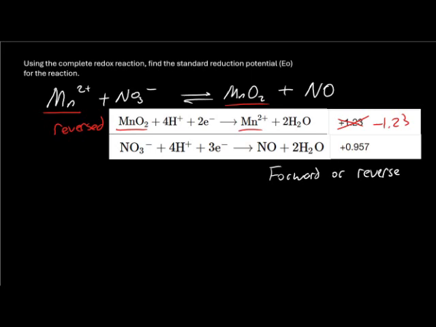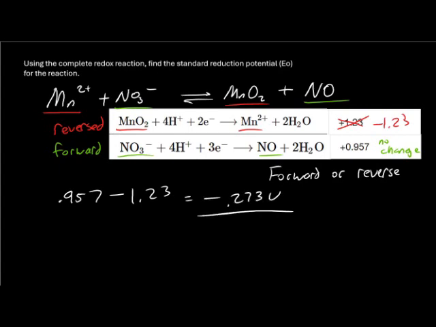Now we look at the NO3. In the reaction we have NO3- yields NO. In the table, we have NO3- yields NO, and so this one is written normally, forward. Therefore, we make no change to the potential. Therefore, our potential for this reaction will be 0.957 minus 1.23. This will give us negative 0.273 volts for our potential for this reaction. This will be our E standard. Since the E standard is negative, the reaction we've written is slightly unfavorable.